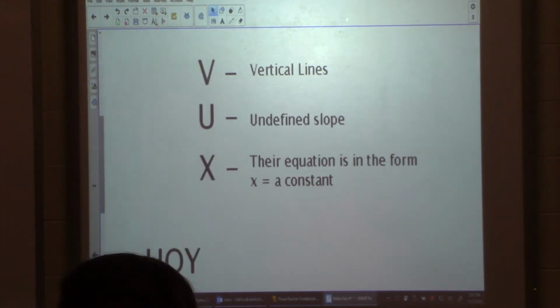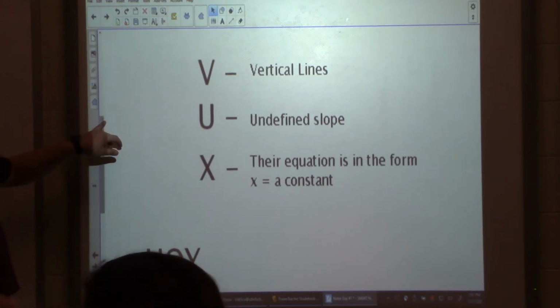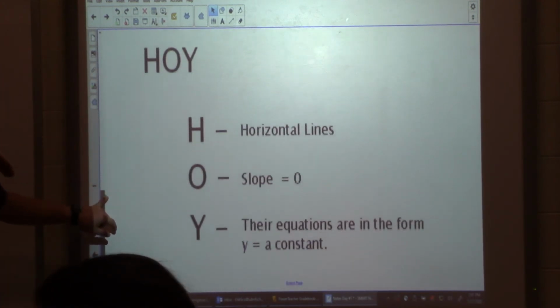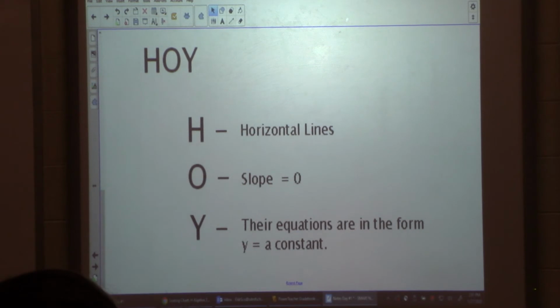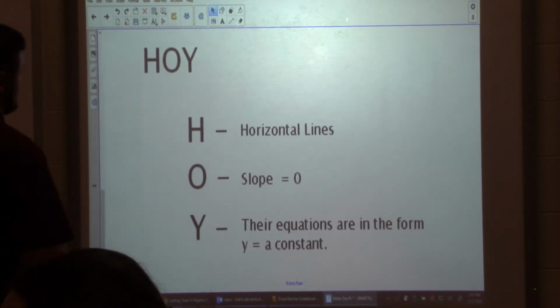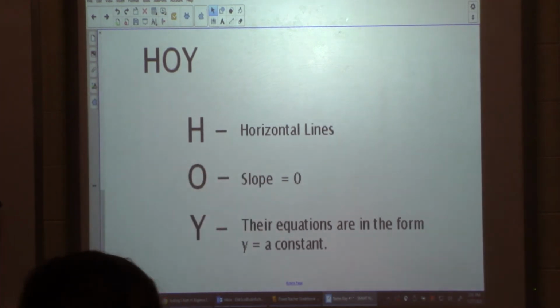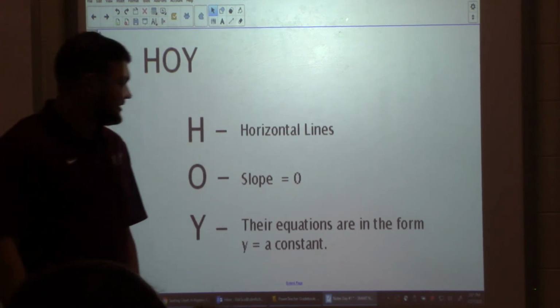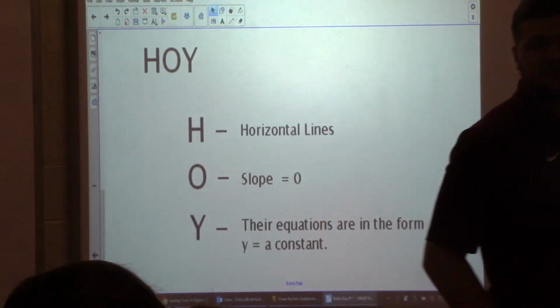Alright. Then the other acronym is HOY. Before I do that, which way do vertical lines go? Up and down. Awesome. Which means horizontal lines go left to right. H-O-Y is the other acronym. H stands for horizontal lines. O stands for a slope of 0. Horizontal lines have a slope that is equal to 0. And then Y, their equations are in the form Y equals a constant.